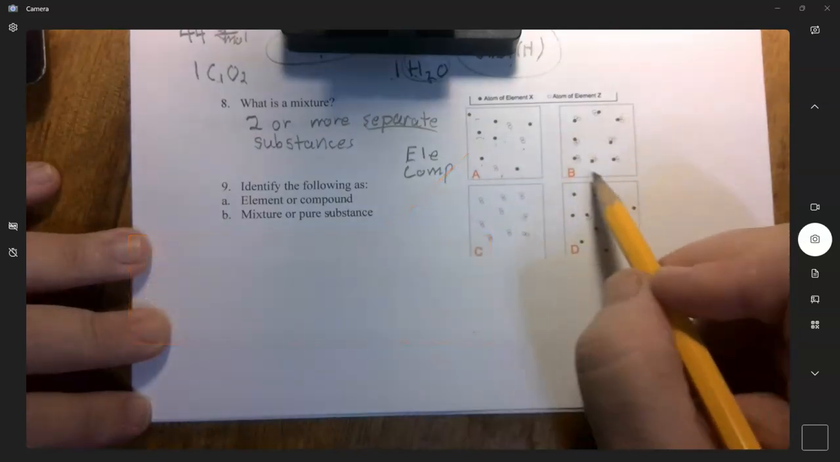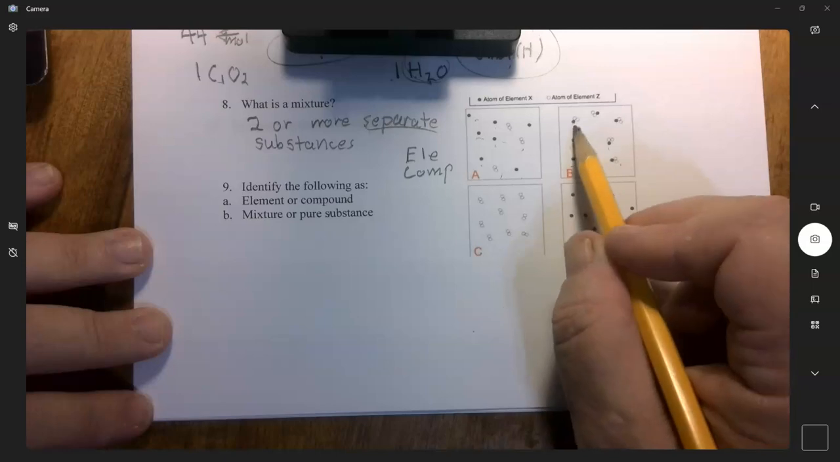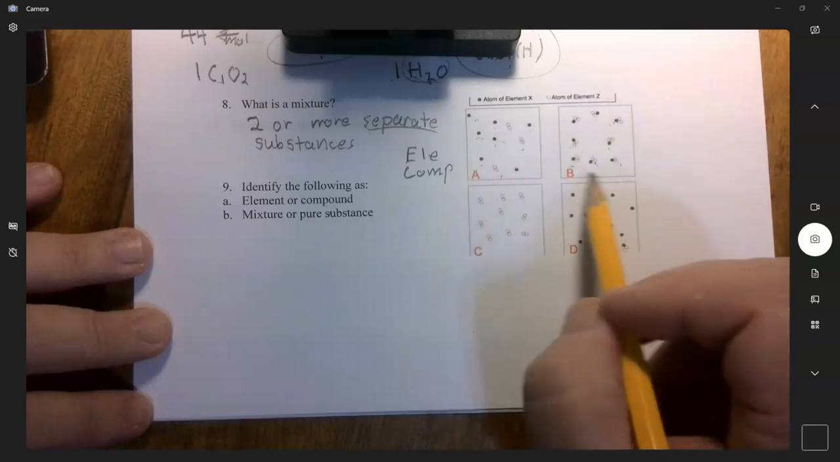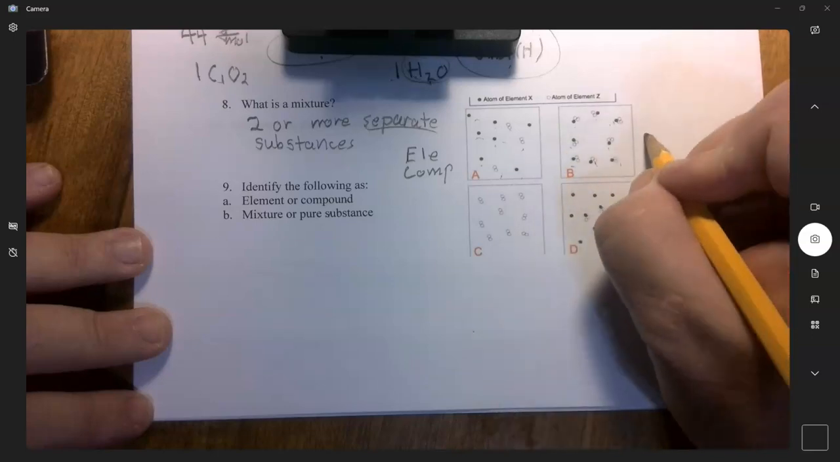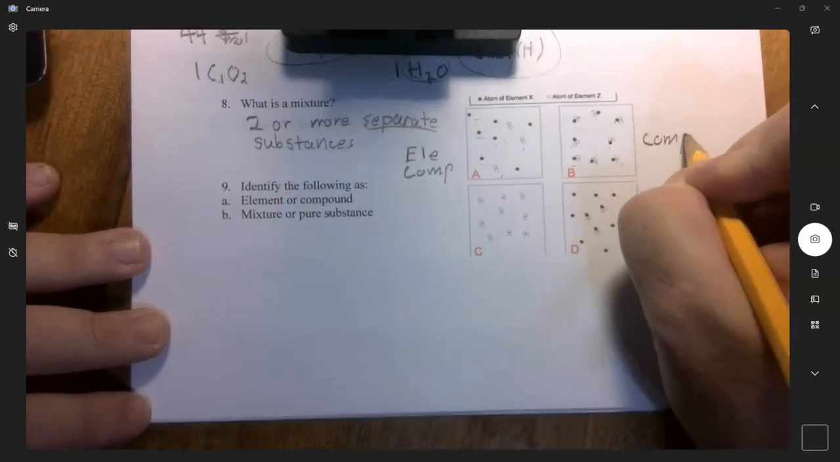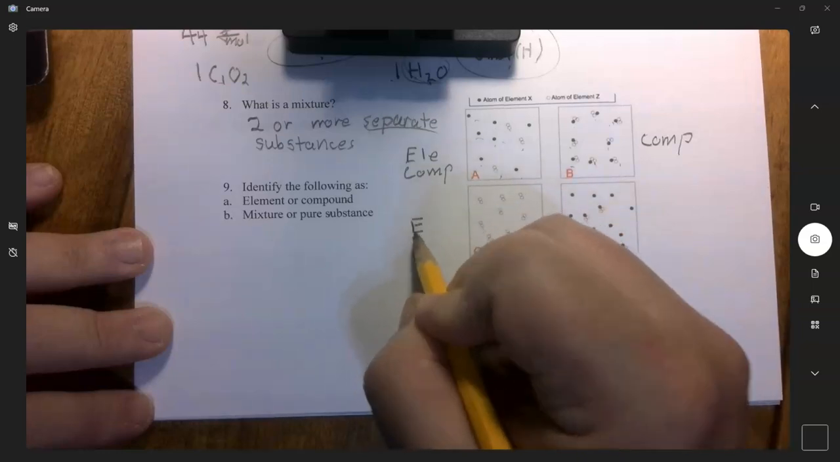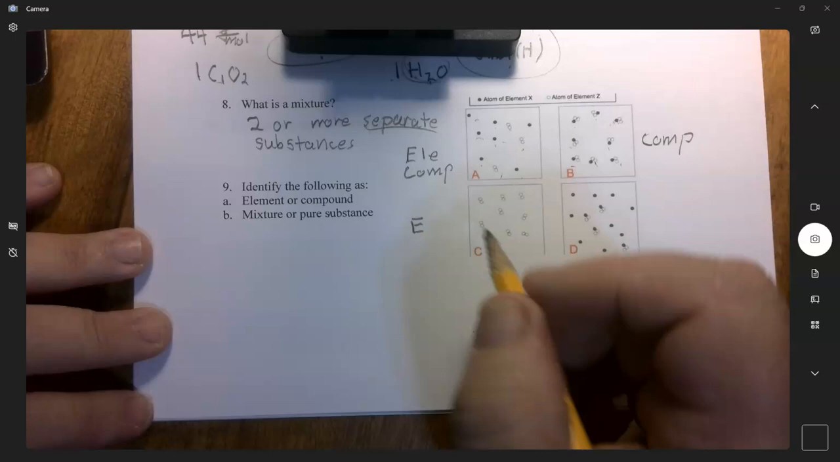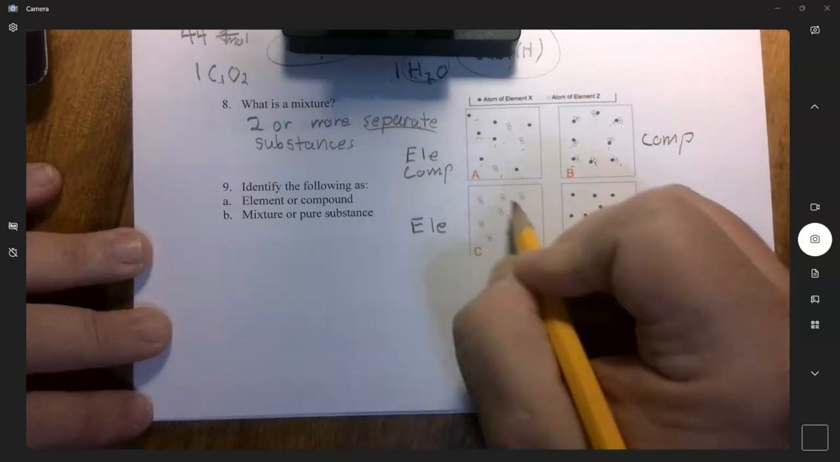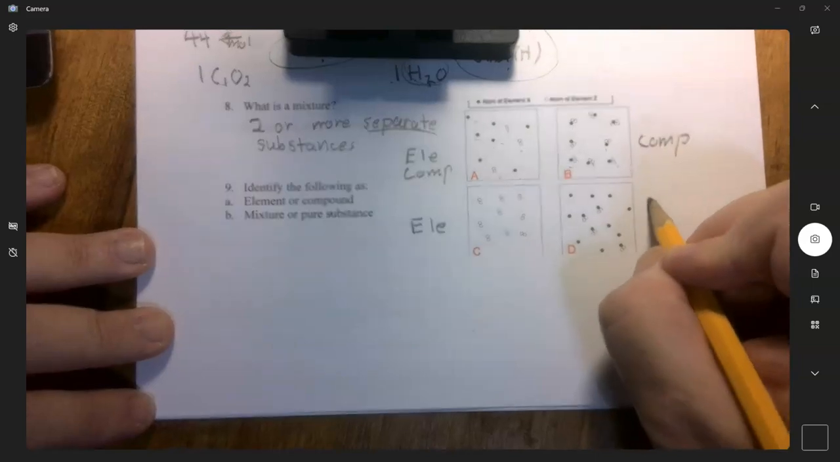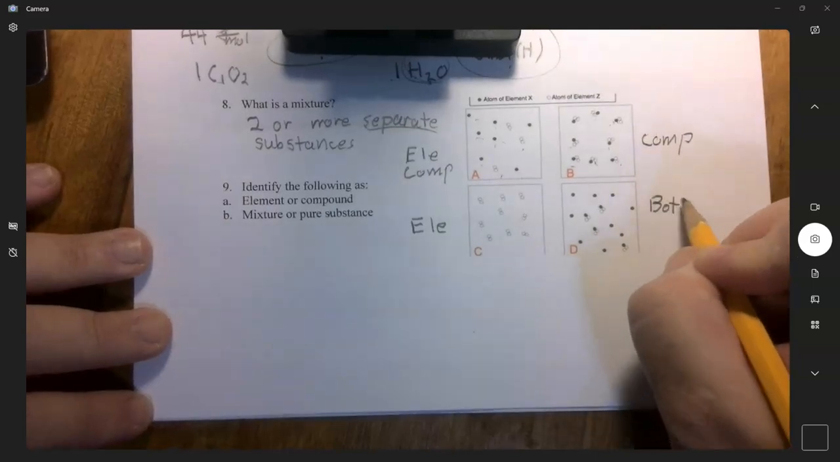Over here, you have them mixed together, or they combined to create, this is not a mixture, this is a chemical reaction, and you ended up with this. So that's a compound entirely. Okay, this is element. Even though it's a molecule, because there's 2 of them, it's like O2 or H2, they're still elemental. And this is both. Just write both this time.